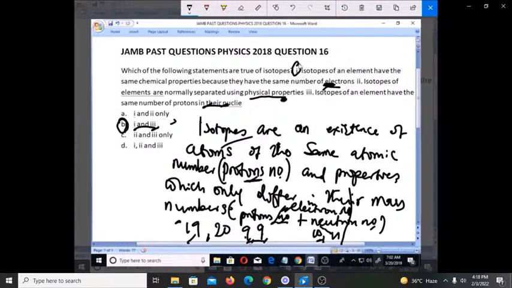We are very sure about isotopy. So if we use the elimination method, we can easily pick option B as the right option for this, because isotopy is the existence of atoms of the same atomic number, that is proton number. They have similar properties because of this similar proton number, but they differ greatly in their mass numbers.